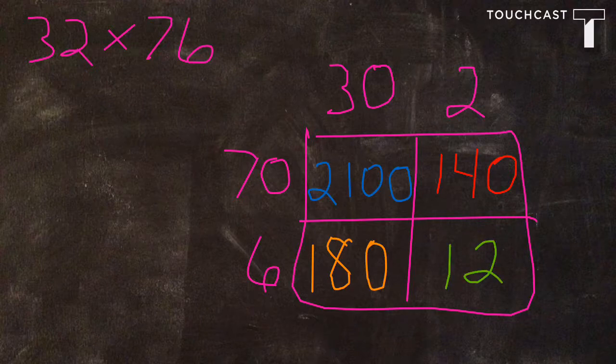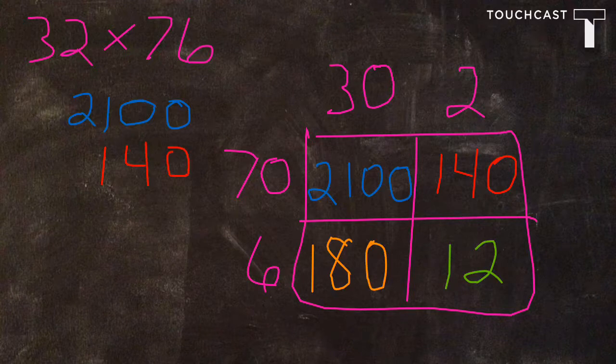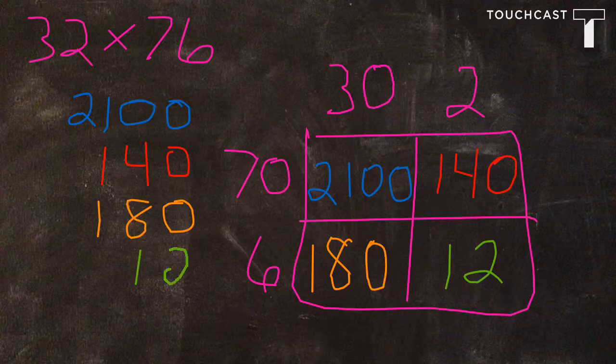So then we take those four numbers that we got and you add them together. So we have 2,100, 140. Make sure you line them up properly so you can add them properly. Then we have 180 and 12. So you add those four together.